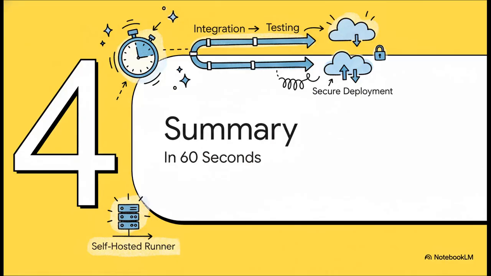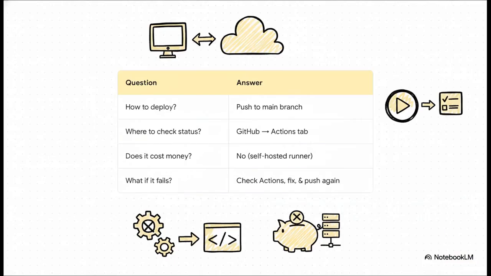All right, that was a lot, so let's lock it all in with a super quick 60-second summary. Let's do a quickfire round. How do you deploy? You just push to the main branch. Simple. Where do you check the status? The Actions tab in your GitHub repository. Does it cost you anything? Nope, not with a self-hosted runner. And what do you do if it fails? No big deal. You check the Actions tab for the error, you fix your code, and you just push again. It's a clean, simple, stress-free cycle.